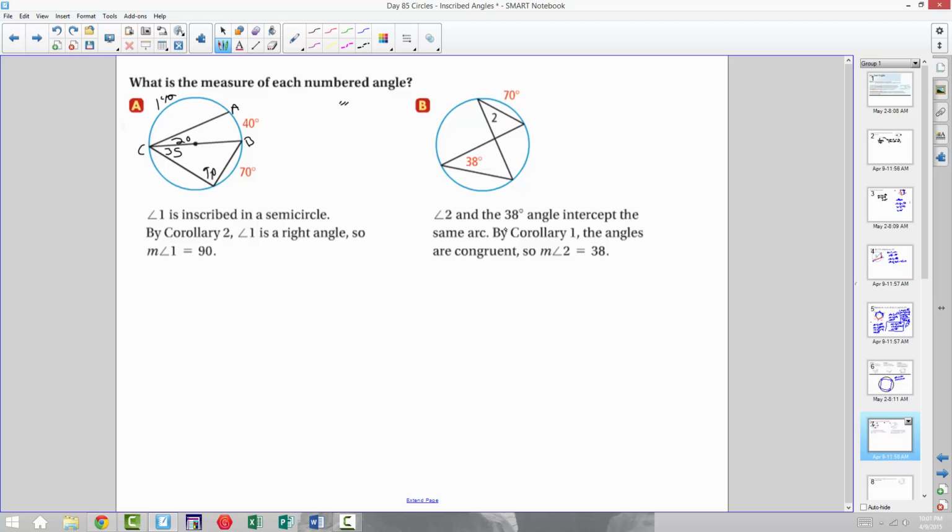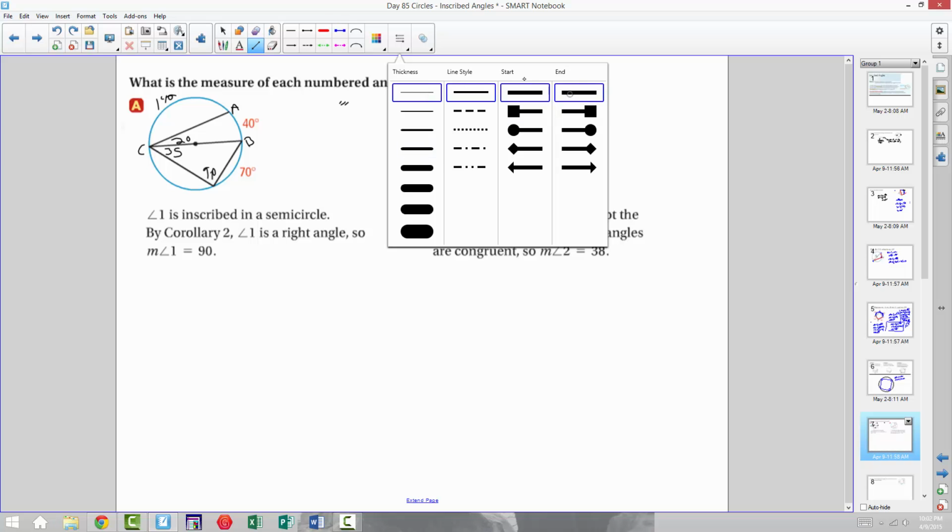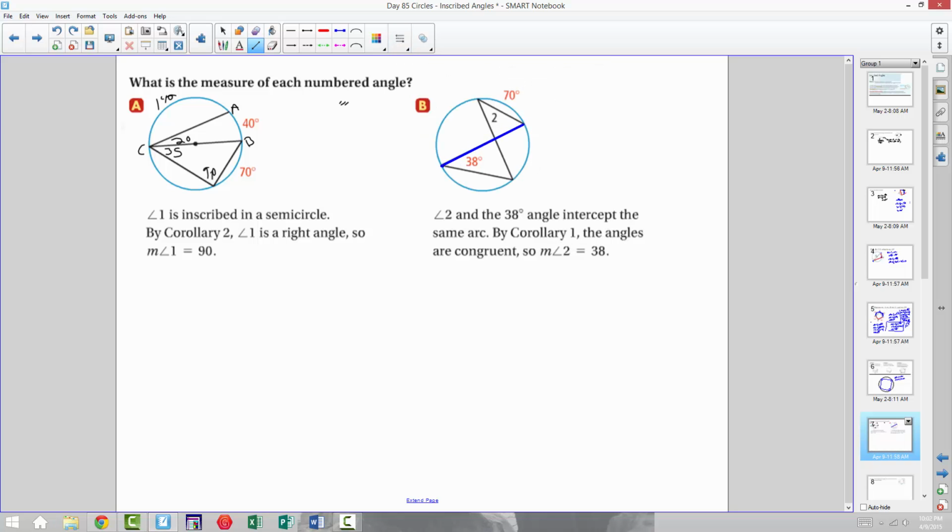So with B, I have angle 2 and the 38 degree angle intercept the same arc. So by corollary 1, the angles are congruent. So angle 2 is also 38 degrees. I'll show you. So 38 degrees intercepts this arc. I'll label it for you: A, B. Angle 2 also intercepts arc AB. Therefore, angle 2 is also 38 degrees. So 38 times 2 is 76. So you also know that this is 76 degrees.